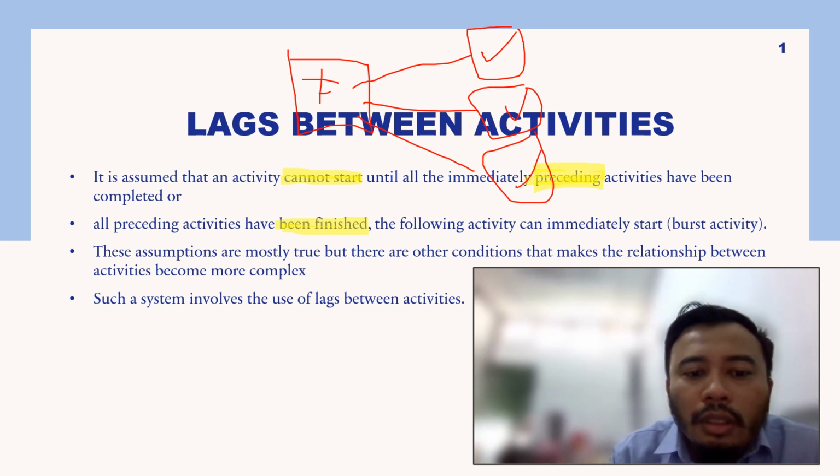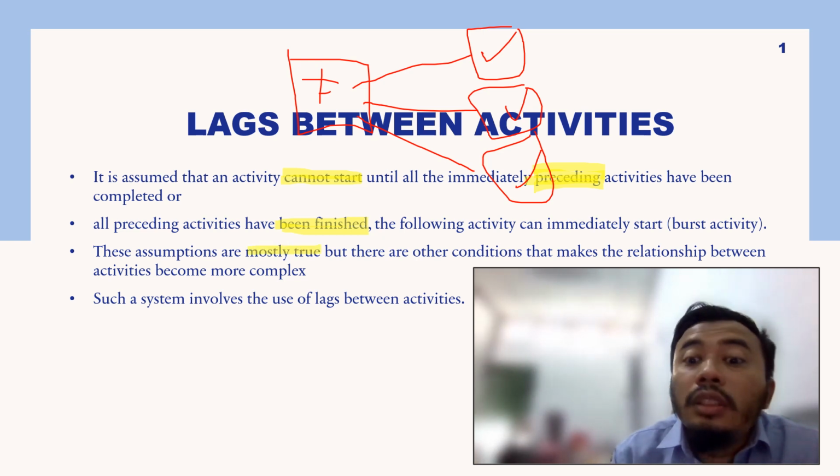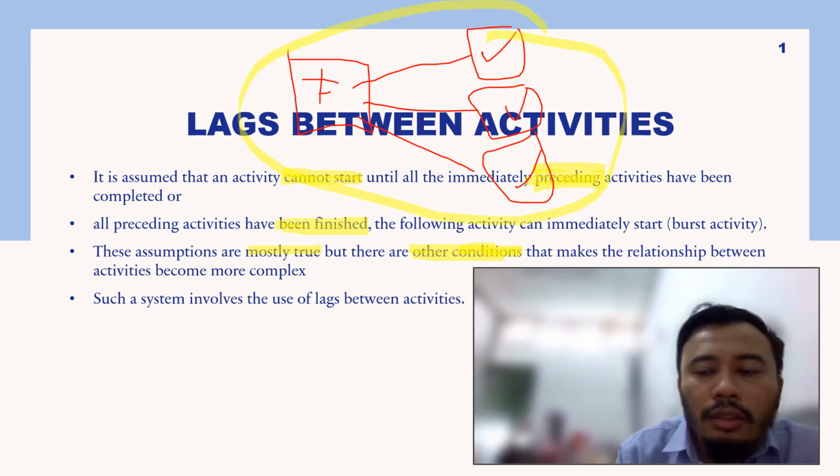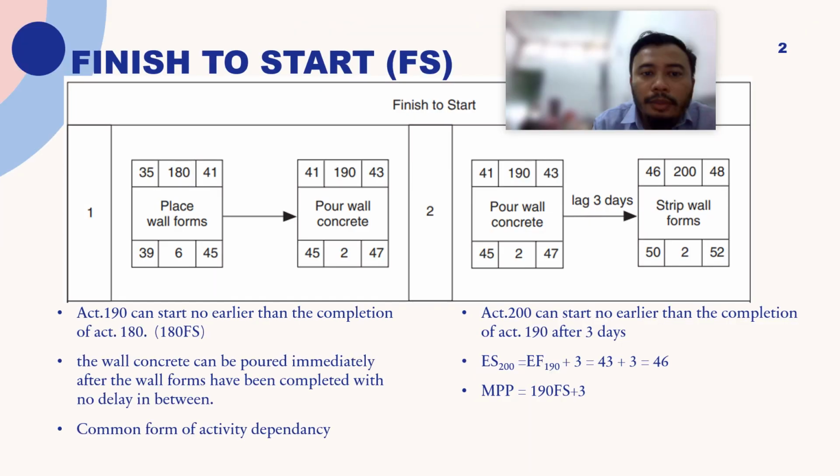So this assumption is mostly true, but there are other conditions that make the relationship between the activities more complex. Such a system involves the use of lags between activities. These are the common activities that we have seen before, but there are other conditions that define the relationship between the activities. The first one, a common one, is finish to start.